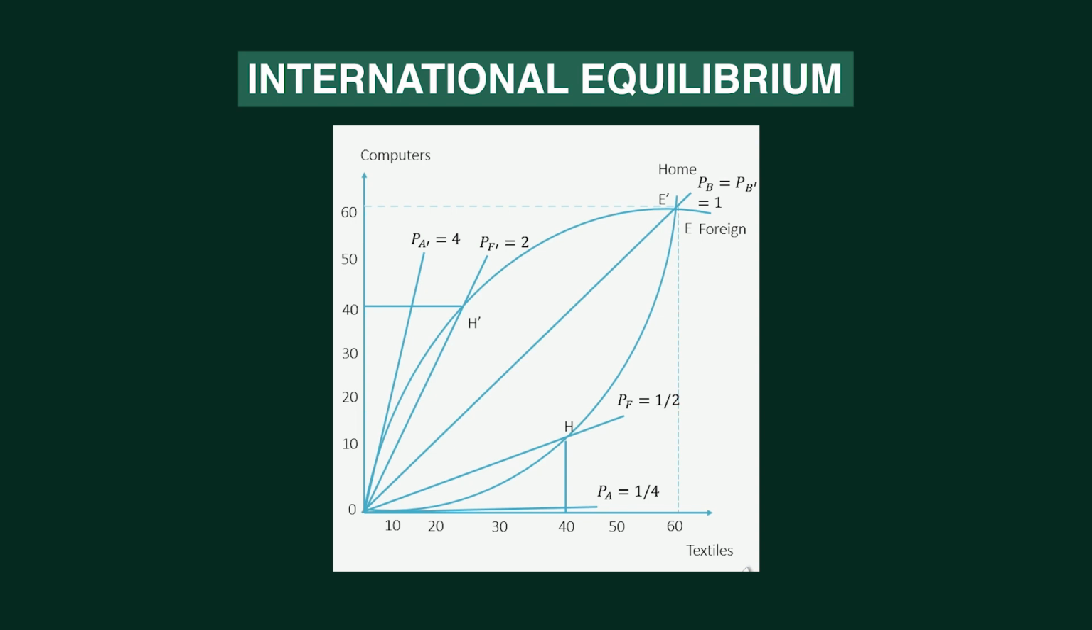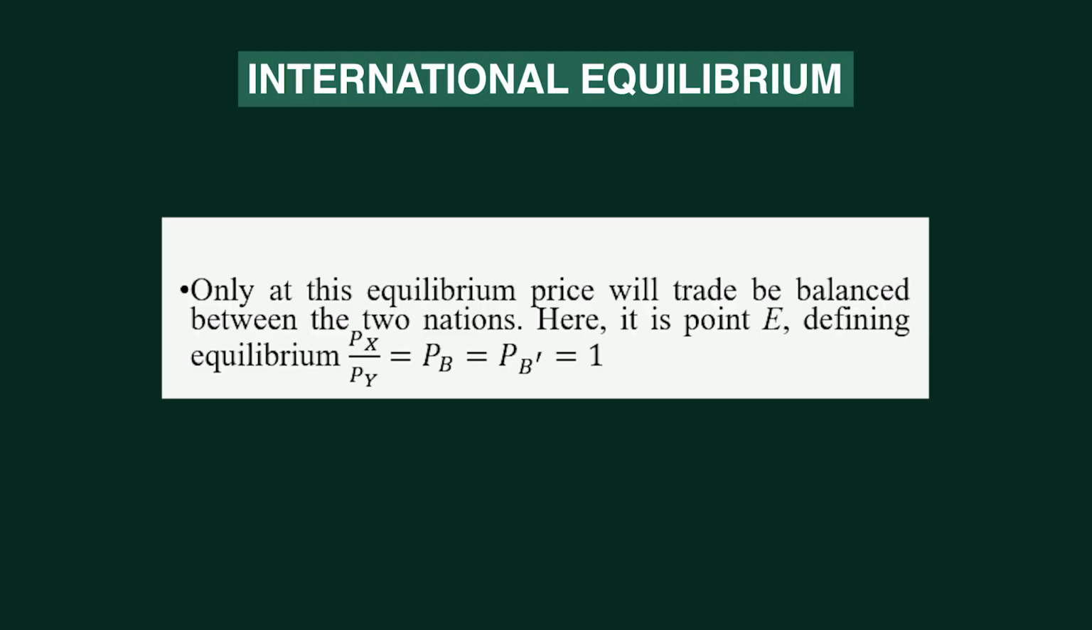So the intersection of the offer curves of the two nations defines the equilibrium relative commodity price at which trade takes place between them. And only at this equilibrium price will trade be balanced, meaning here the value of export is equal to the value of import for both the nations, and that is satisfied simultaneously. So here at point E or E prime, the defining equilibrium is Px by Py, where, as I said, PB is equal to PB prime, which is equal to 1.